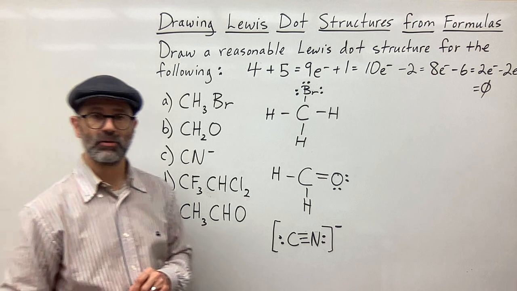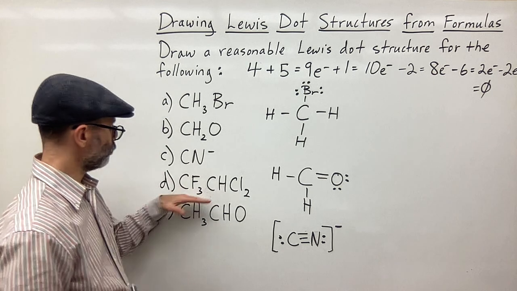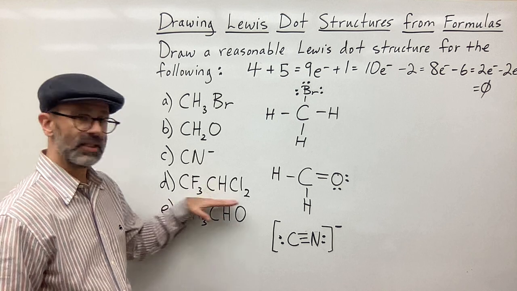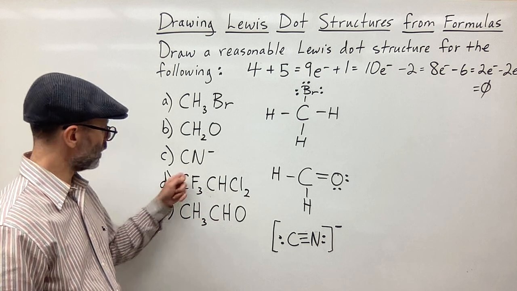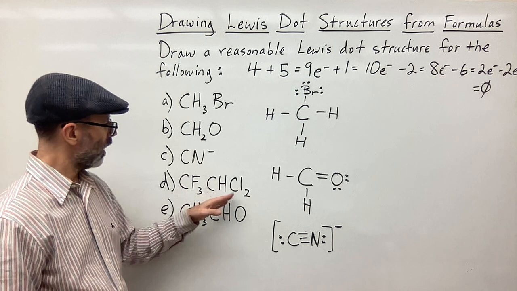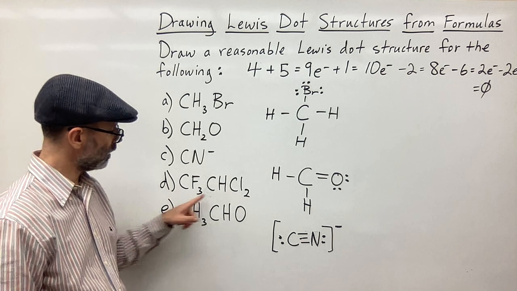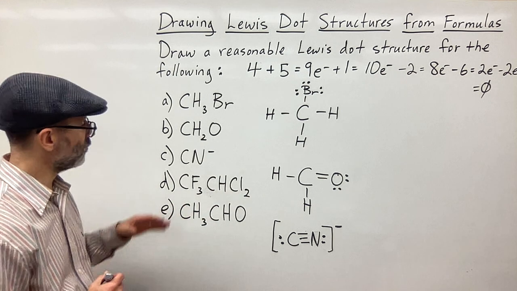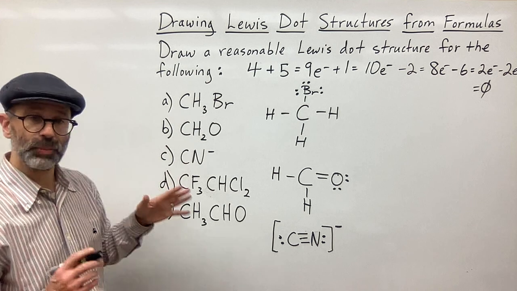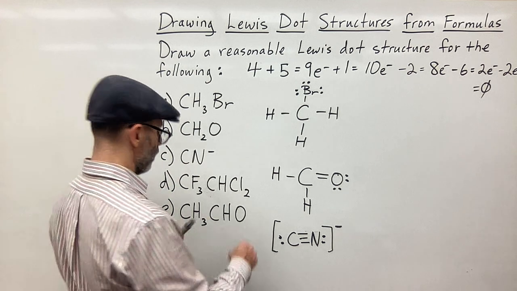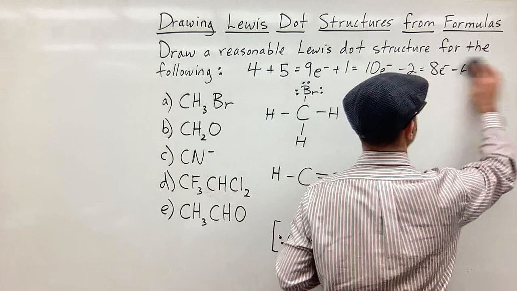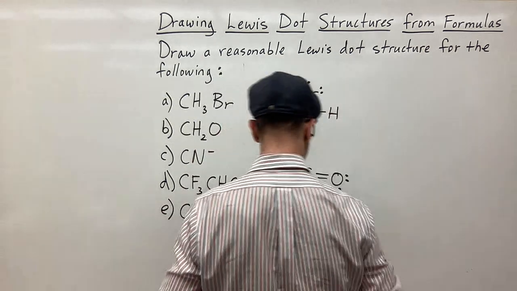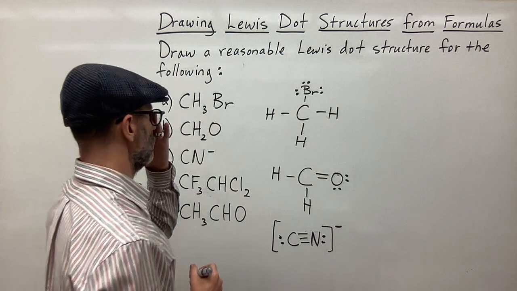Okay, next we have CF3CHCl2. So this is an organic molecule, again, because it has carbon and hydrogen. It does have halogens in it. But the way you figure out the skeletal structure is the same way as here, and I'll explain that in a moment. So first thing we need to do is determine the number of valence electrons.